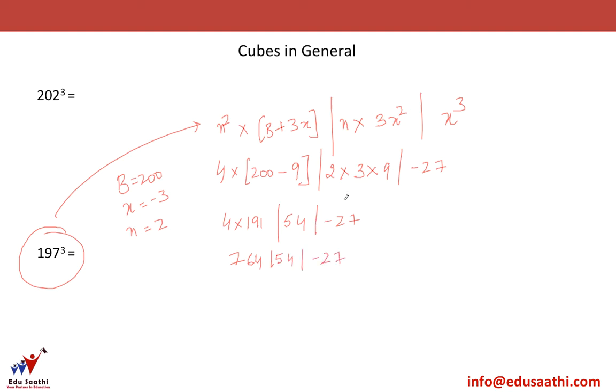Now since we cannot have a minus sign inside a number, what I'll do is I'll strike off 4 from here and write 3, and instead write 100 here. So the answer is going to be 764, 5, 3, and 100 minus 27 is 73. So the answer is 7645373.